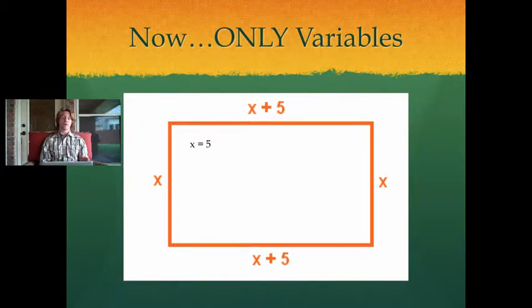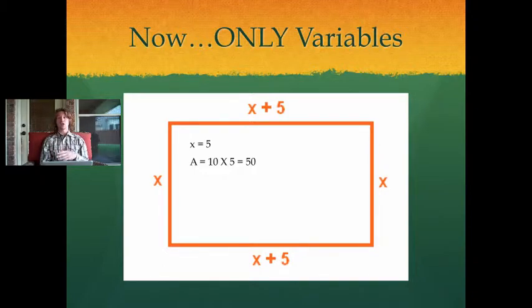Okay, so if x equals 5, all you're going to do is plug your 5 in. You've got 10 on top, 10 on bottom, 5 on each side. So that's 10 times 5, your base and your height, regular standard rectangle area. And that's going to give you 50. So now I want you to actually put the variables together to create an equation for this area. So I'll give you a second to do that.